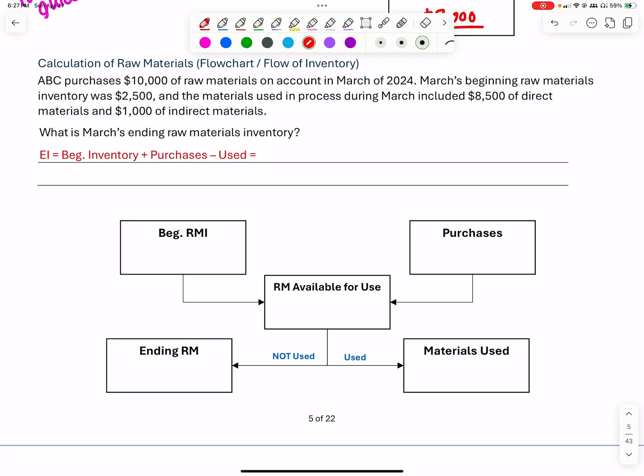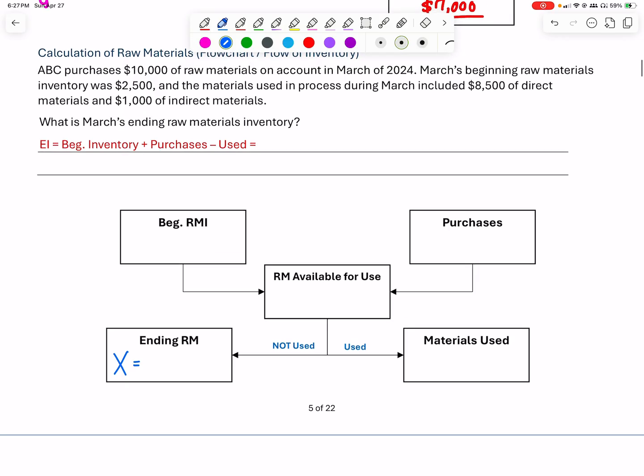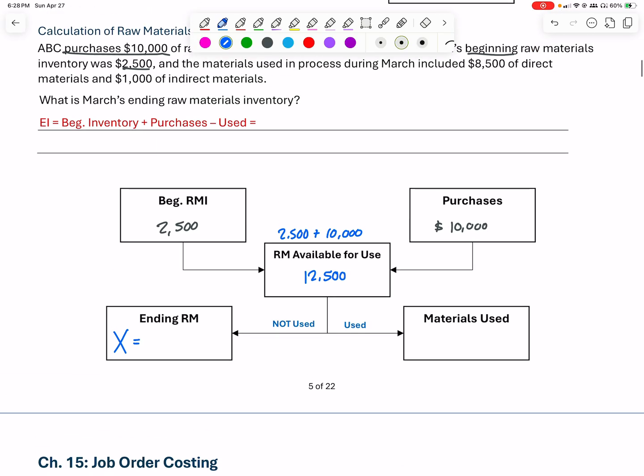Here I'm asked to calculate ending raw materials, so that right there will be my X. It says I purchased raw materials of 10,000. I had in beginning raw materials 2,500. So altogether, add those together. Both of them are flowing in the same bucket. $12,500.